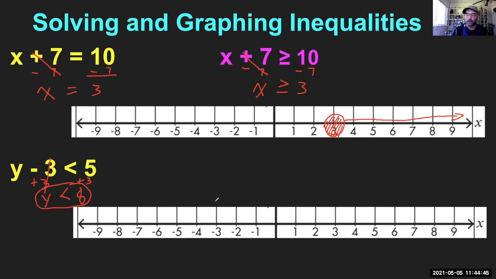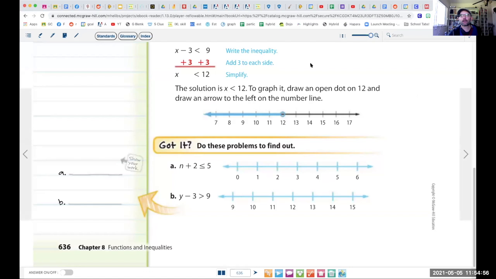And to graph that, we come over here to 8, kind of big circle around it. And because it is less than, not less than or equal to, we leave the circle open. We don't color it in. And we just draw our little line going this way with an arrow at the end. And this says y is less than 8. Easy, right? I think so. Okay, so now let's try some problems from the book.